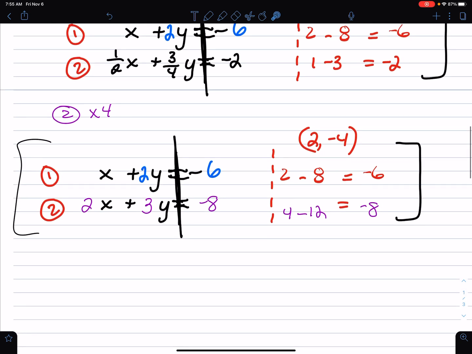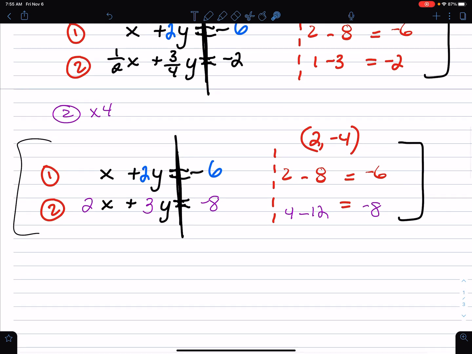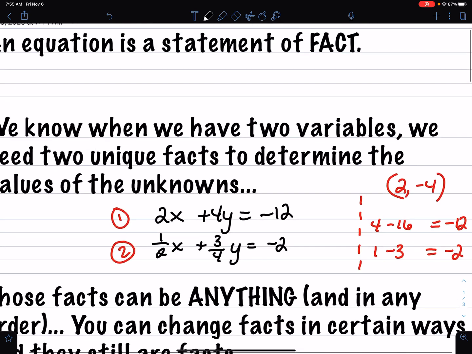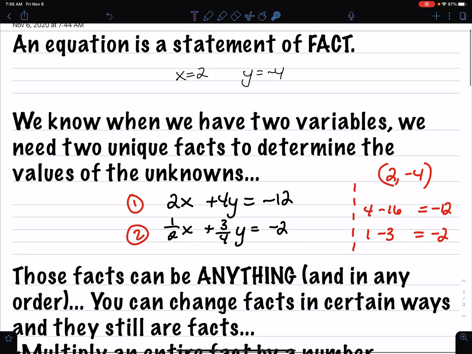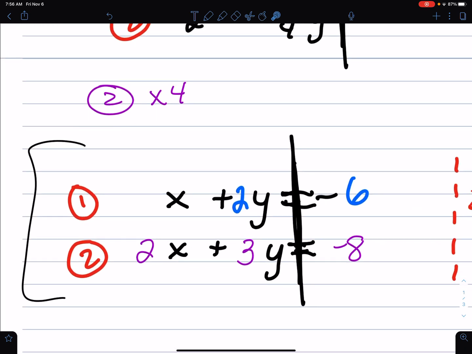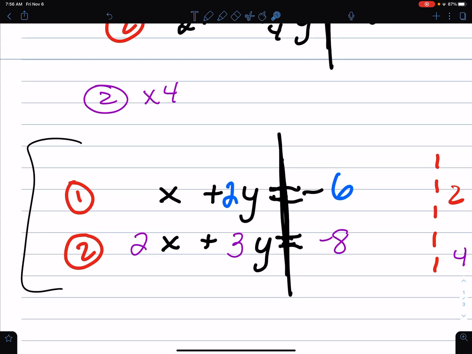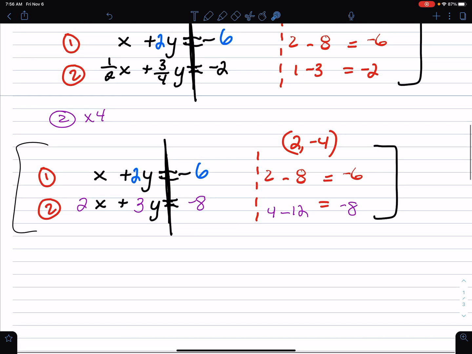Now the idea here though is if I'm solving a system of equations, why would I want two facts that use both of my unknowns? Wouldn't it be way nicer if the original facts were just x is equal to 2 and y is equal to -4? If I started with those two facts, that'd be super easy to solve the system because that is the definition of the answer. So let's just change these facts again. I don't want them to have both letters in it, so let's continue to change the facts.